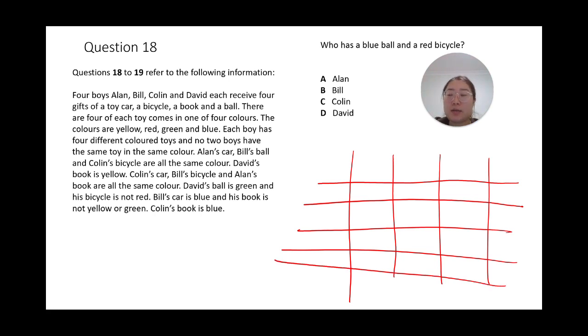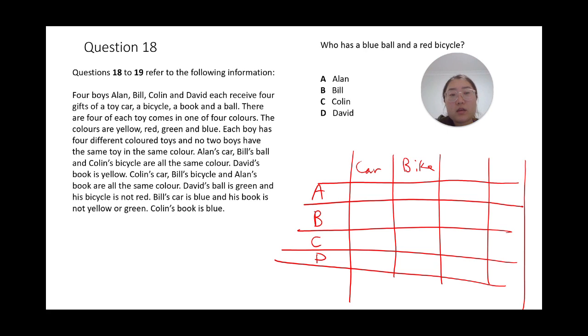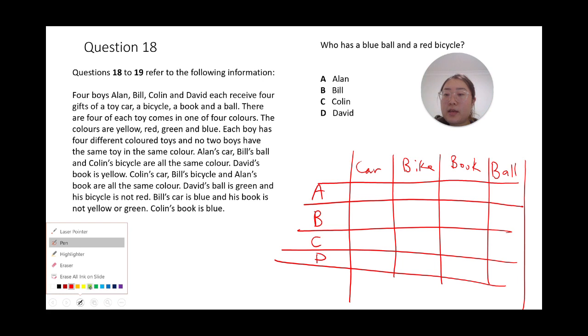But what we're going to do is set up a table. I'm going to write the names here. They have Alan, Bill, Colin, David. I'm not going to write the whole thing, but you get the idea. And across the top, we are going to write down the toys. We have a car. We have a bike. We have a book. And we have a ball. Now from here, we're going to start filling in what we know. You might notice that we know there are 4 of each toy in one of 4 colors. And the colors are yellow, red, green, blue.